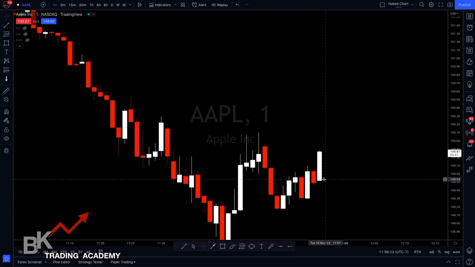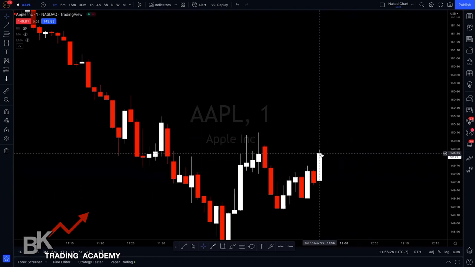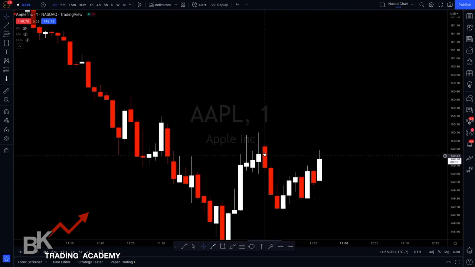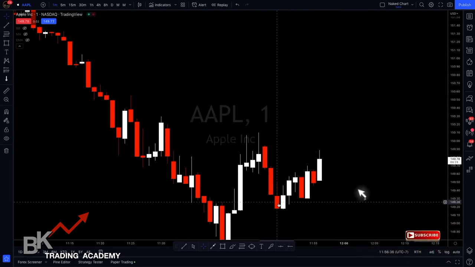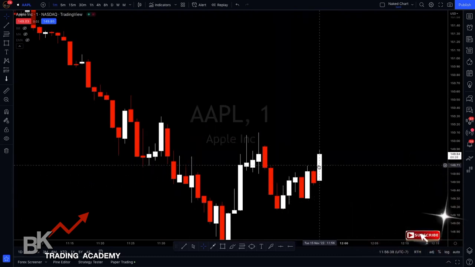And we can see how the candle is moving. It pushed up. Now, in my case, I changed my green candle to white. It's just something that I prefer. And then my red candle is still red. So as price moves down, it will turn red. As price moves up, it will turn white.